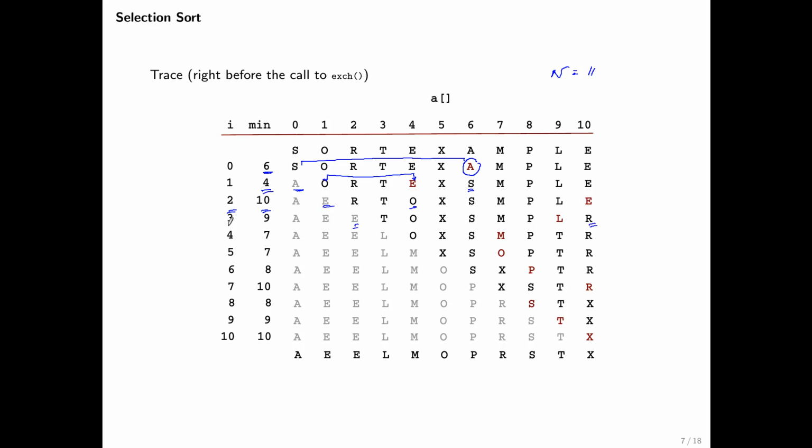Okay, and then i is incremented to 3, and j starts at 4 and tries to find the smallest element, which is M, whose index is 7, and we simply exchange these guys. So O goes there and M comes there. That's what you see here. And so on and so on. And once the i loop is completely done, what we have is the entire array a completely sorted. Okay, so that's how selection sort works.